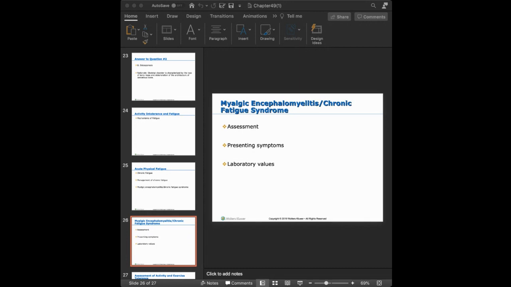What are some lab tests? Thyroid, exactly. So we want to rule out other physical disorders like hypothyroidism. We want to get an H&H and see if maybe that fatigue is coming from anemia. Absolutely.